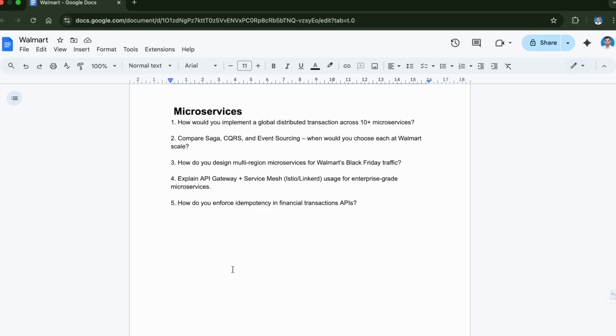The first question is, how would you implement a global distributed transaction across 10 plus microservices? The second question is, compare Saga, CQRS and event sourcing. When would you choose each at Walmart scale? And third question is, how do you design multi-region microservices for Walmart Black Friday traffic?